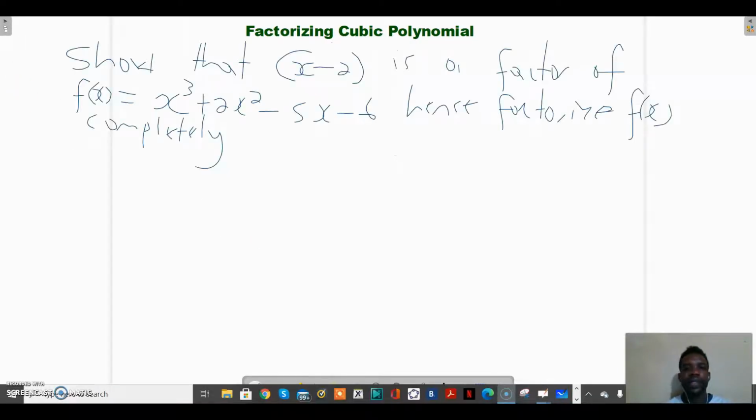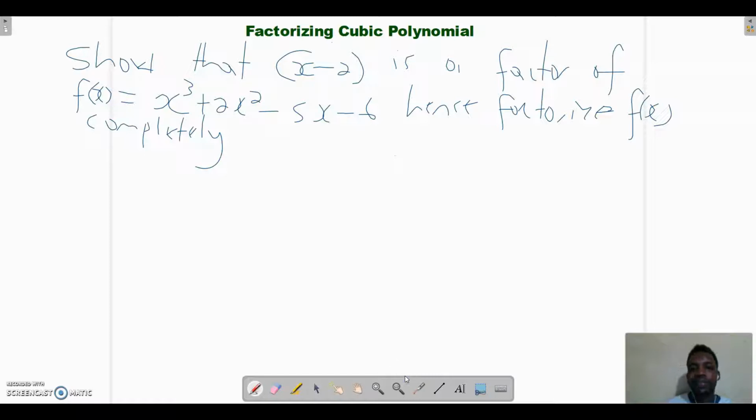So here's an example of a question. It has two parts. It says, show that x minus 2 is a factor of f of x equals x cubed plus 2x squared minus 5x minus 6. Hence factorize f of x completely. So we're going to be looking at two different instances: one where you're actually given a factor, and one where you're not given any factors at all, and you have to factorize. Now, this question has two parts. I'm going to deal with part A first.